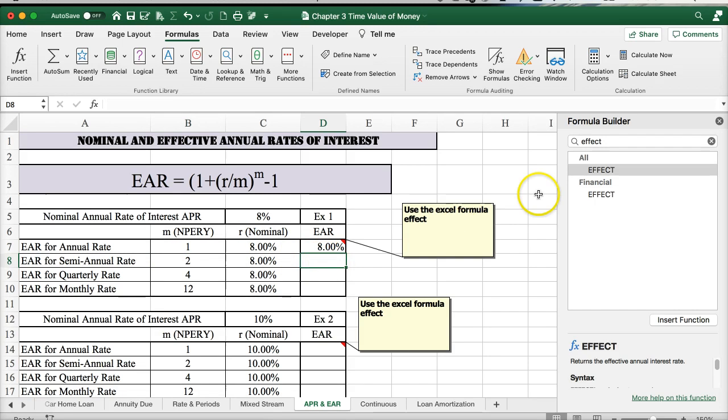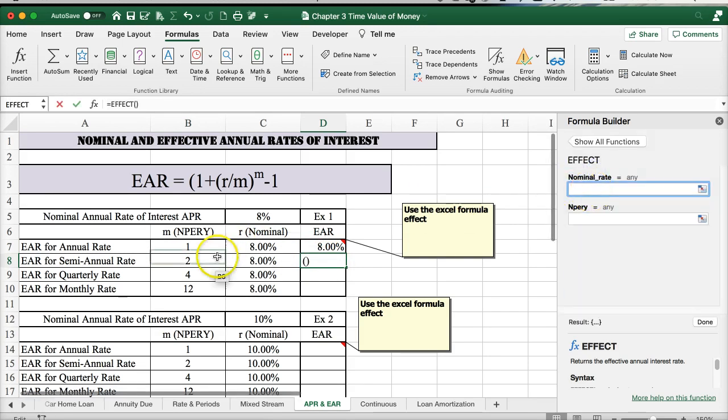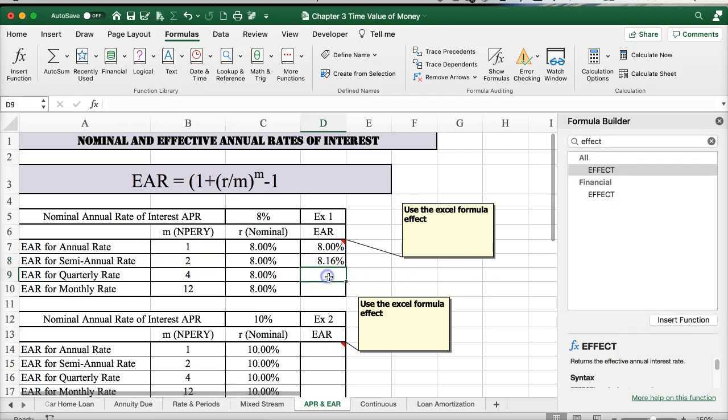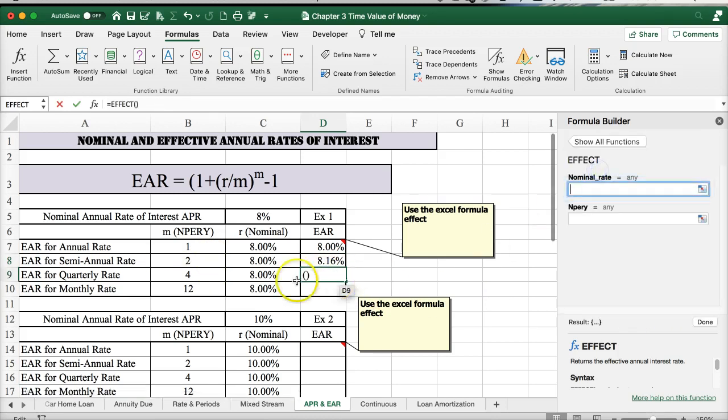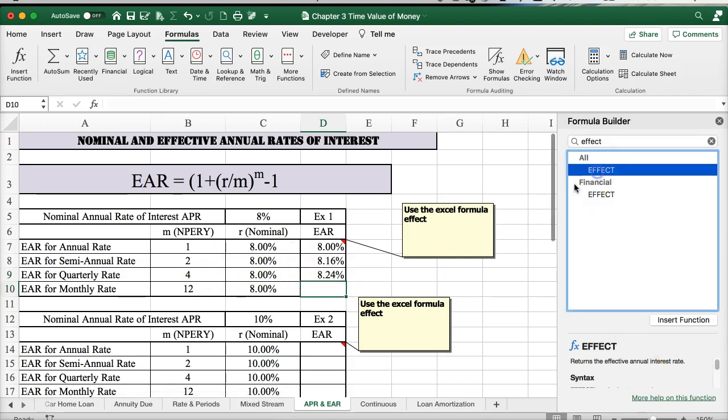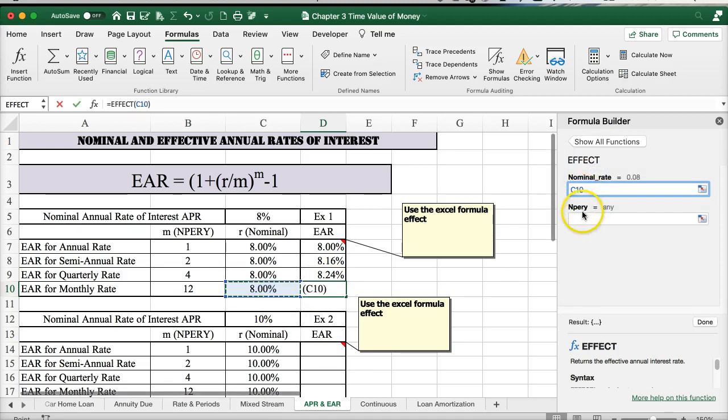But what if we take 8% and we compound it semi-annually? And what if we take 8% and we compound it quarterly? And what if we take 8% and we compound it monthly? So you see that the effective rate is much higher.